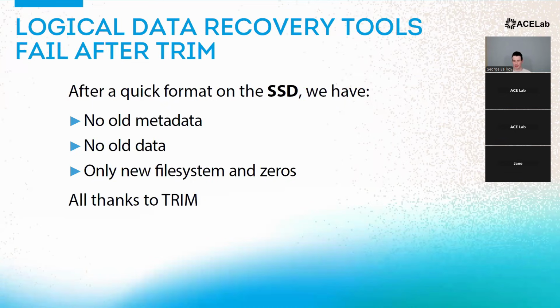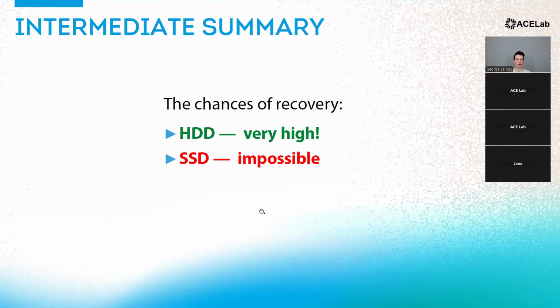Previously, on classic hard disk drives, if you just execute raw recovery, it will be enough. It will be possible to find the data immediately when you start the data extractor task. On SSDs that were using trim, it will not be possible. Even in raw recovery in data extractor, it will still show only zeros. It will only show you the new information of the new file system. So again, an intermediate summary: the chances of recovery on classic hard disk drives are very high. On SSDs, it looks like it is impossible.